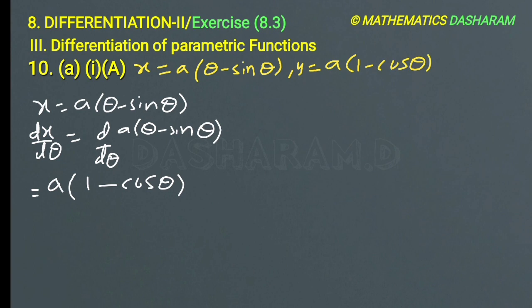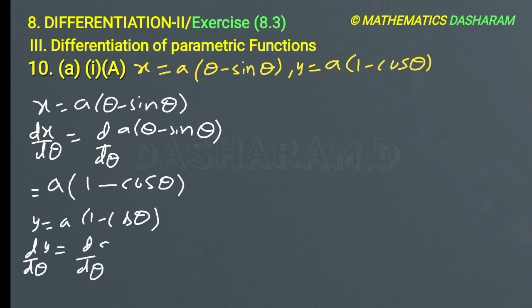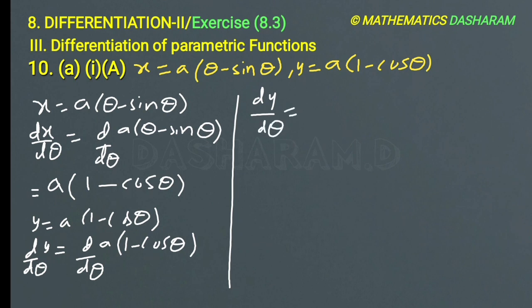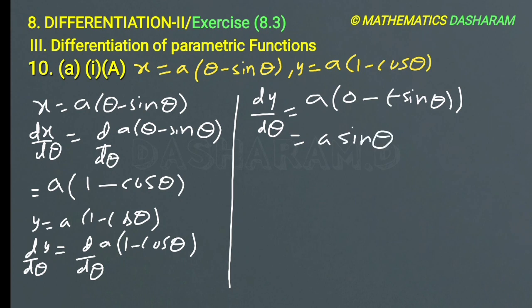Next, the second one, y equals a bracket of 1 minus cos theta. Here also do the derivative on both sides with respect to theta. So d by d theta of a bracket of 1 minus cos theta. So dy by d theta equals a, a constant number, and derivative of 1 is 0 minus derivative of cos theta, which is minus sin theta. Then minus into minus is plus. So overall a sin theta is dy by d theta. So this is dx by d theta, this is dy by d theta.